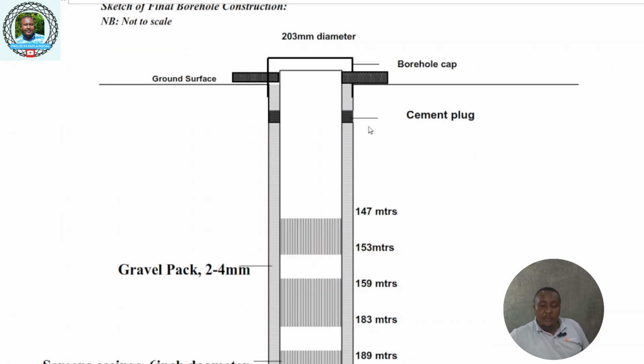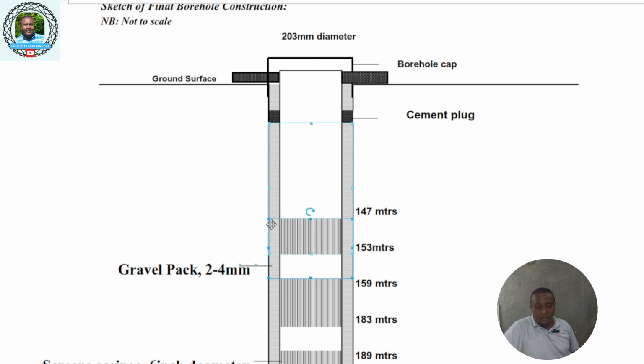Then remember, when you were at page 2, you saw from 0 to 147 was a plain casing. Now this is what it means. 0 to 147 is a plain casing, then 147 to 143 is a slotted casing. These ones that you can see that have slots are slotted casings, and in between is the drilled diameter, which is 203 mm, and the 150. So after looking at the gravel pack, that is how the pictorial view looks like.